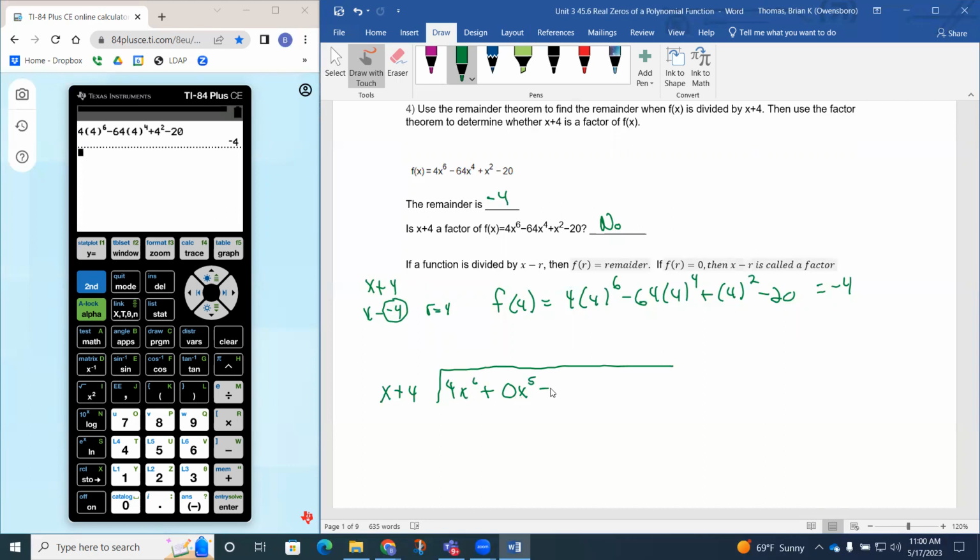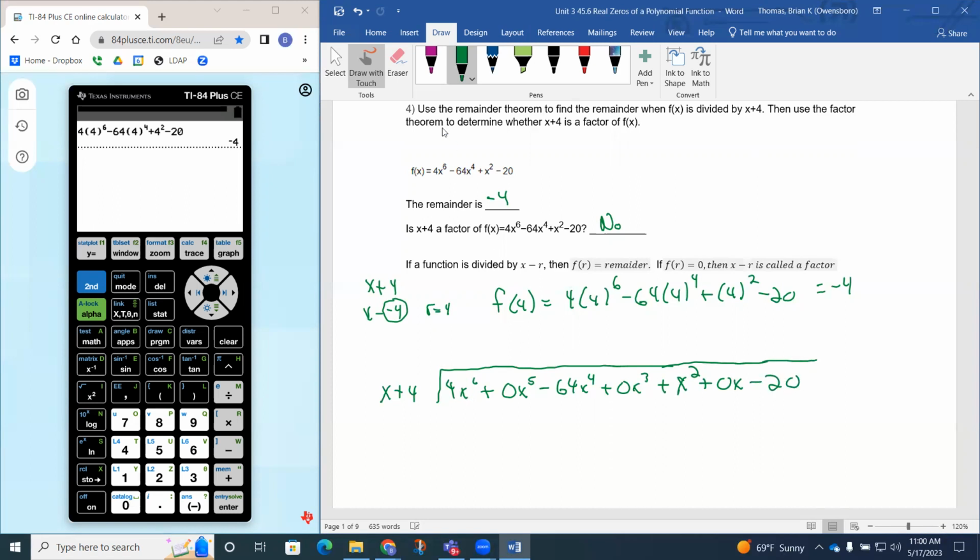And then minus the 64x to the 4th. And notice how the x to the 3rd is missing, so I have plus 0x to the 3rd. Again, it doesn't matter if it's plus or minus because it's a 0. But then you have this minus 20. No, sorry, we're missing several more terms. The x squared would be there, so plus x squared. So I do need a plus sign on those. I'm missing the x term, so a plus 0x. And then we have the minus 20 there.